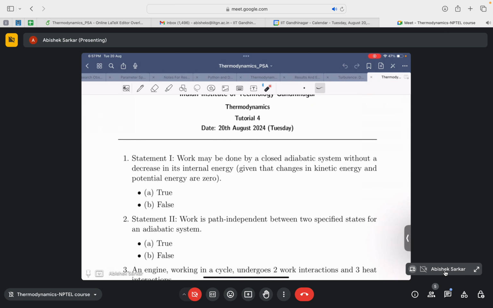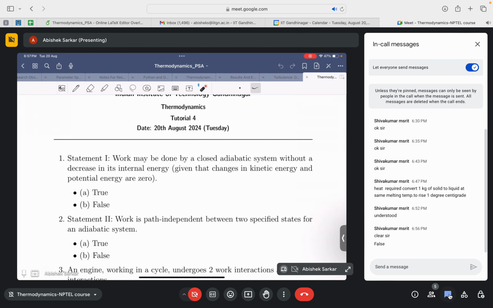Statement one is, work may be done by a closed adiabatic system without a decrease in its internal energy. So is it true or false? You can write in the chat box. False. Why?